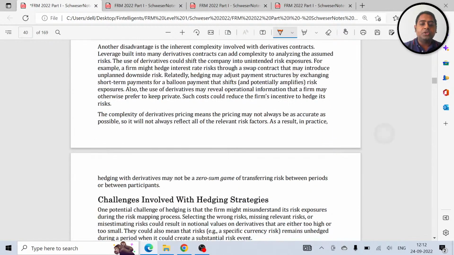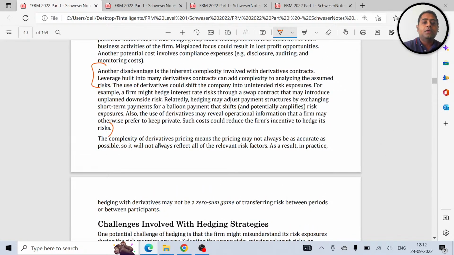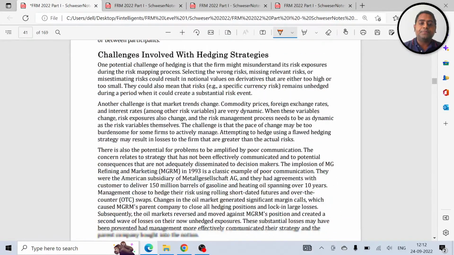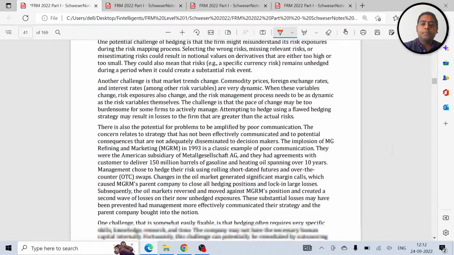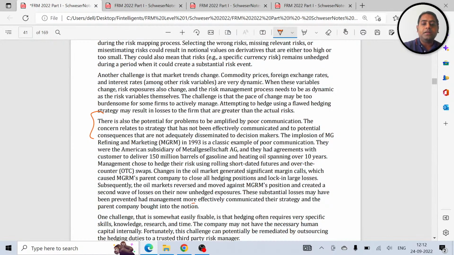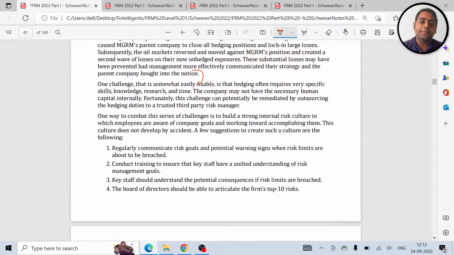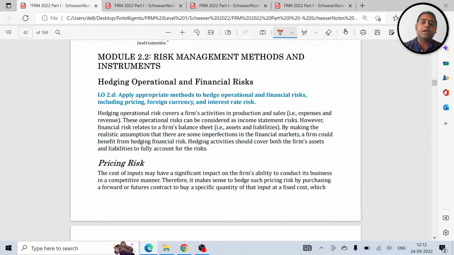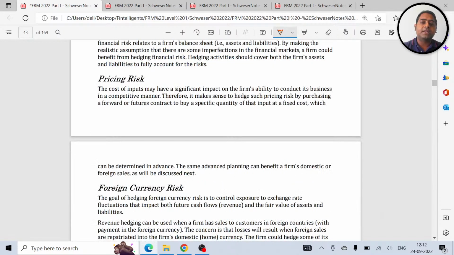The disadvantage of hedging, this paragraph, the practical disadvantage, you can focus from the exam perspective, reading perspective. Challenges involved in hedging strategy, the Metallgesellschaft case, this part you should definitely read. But when you read that case study in your learning from financial disasters, this becomes easy.